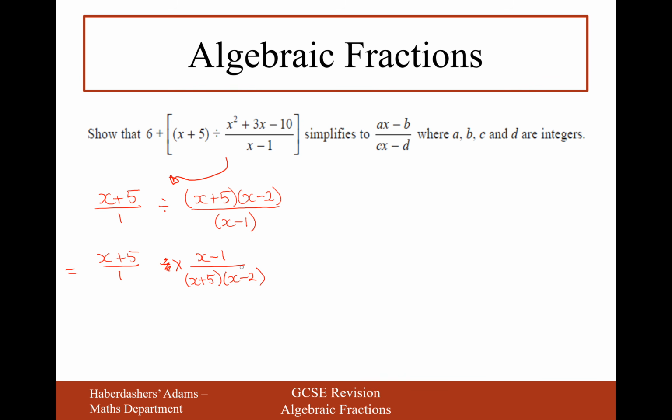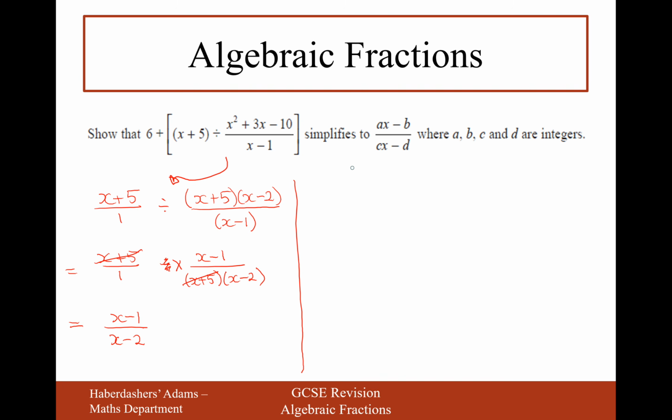So the next thing to do is simplify it. So we can simplify the x plus 5 and the x plus 5 here, and then multiply top times top, bottom times bottom. It's going to be x minus 1 over x minus 2. So there we are. That is what the inside bracket is equal to.